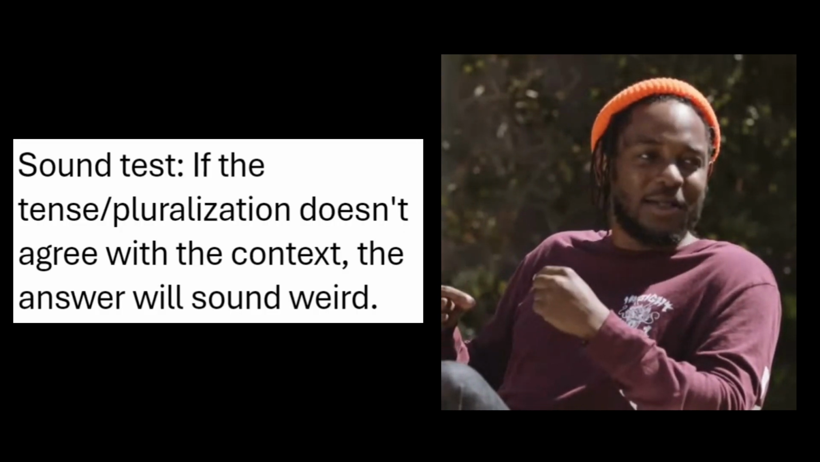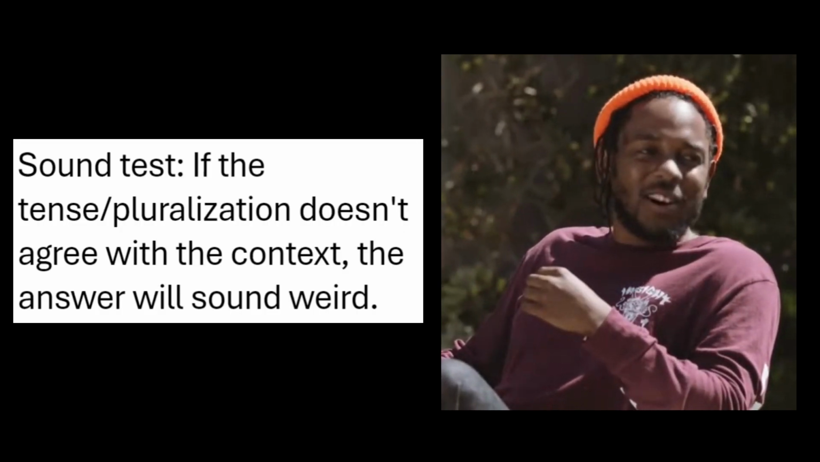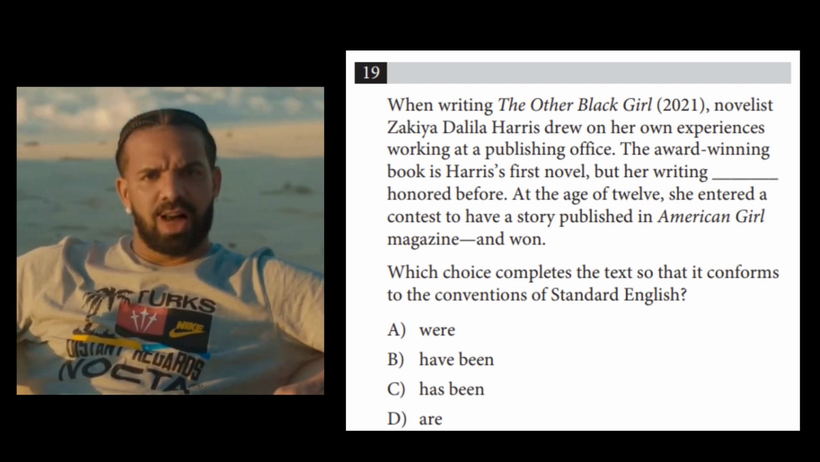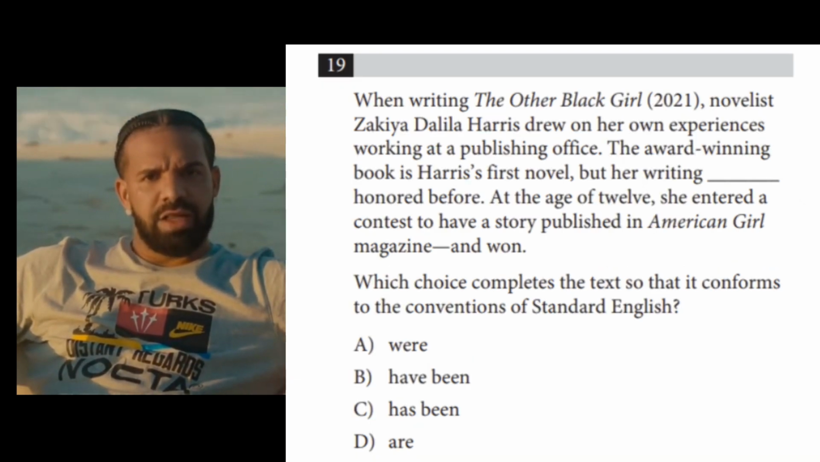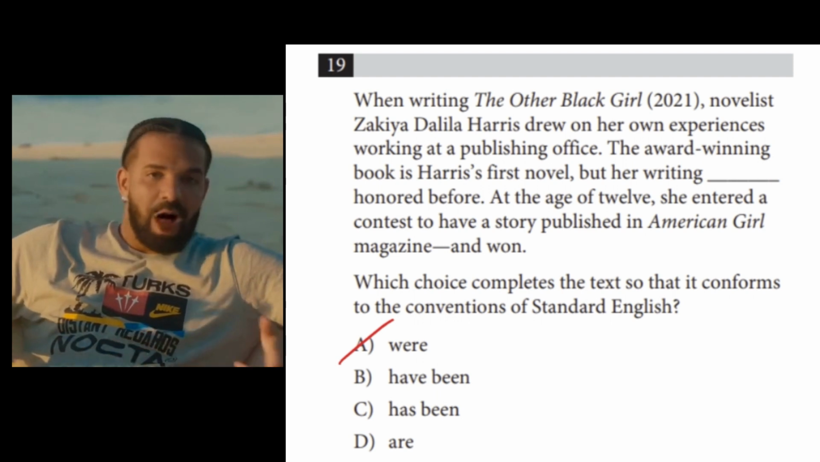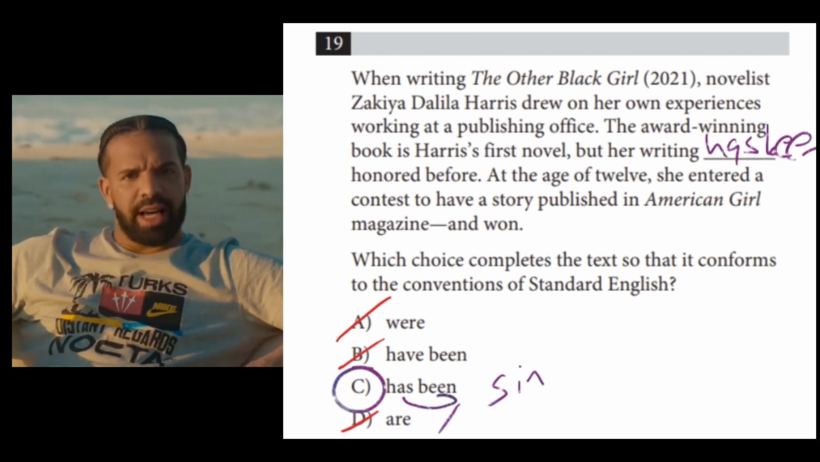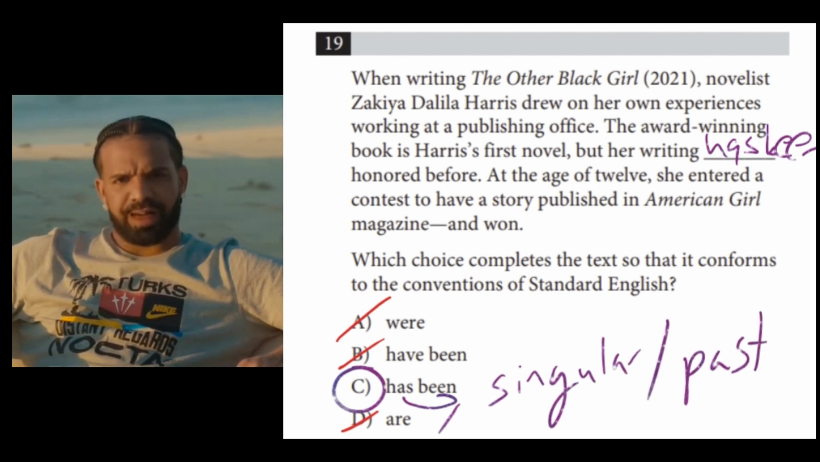Okay, fine. So usually for SAT grammar, the first thing I try is substituting the possible answers in for the underlined phrase. This makes the answers to tense and pluralization agreement fairly obvious. So looking at this question, if we try each answer choice, it makes no sense to say her writing were honored, her writing have been honored, or her writing are honored. Only her writing has been honored makes sense. This creates tense and pluralization agreement.